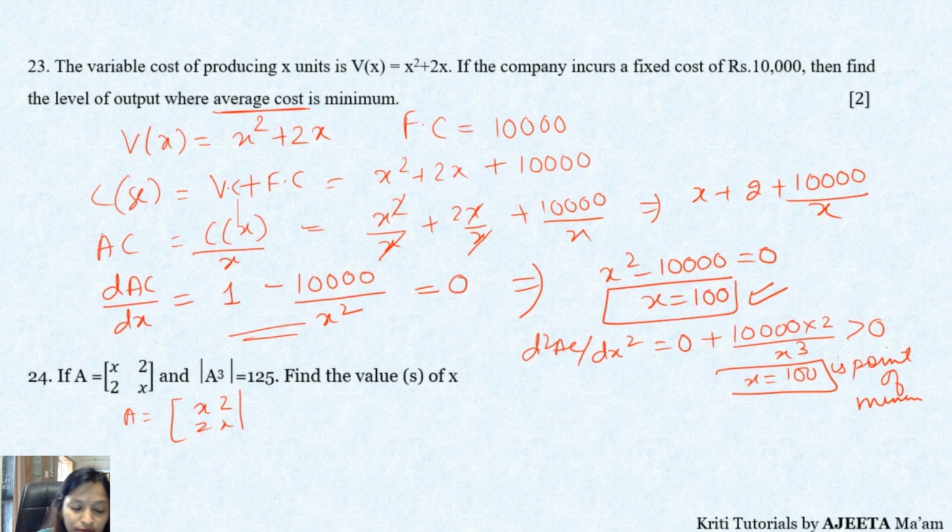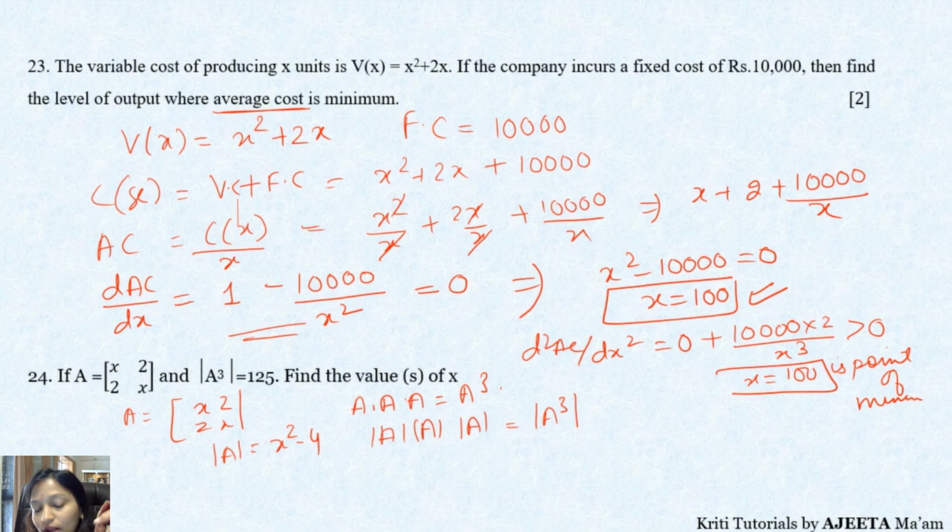Now how to do it in a very simple way? So what does A cube mean? Simply A into A into A. So similarly, according to the property of determinant, if you multiply the determinant also 3 times, it becomes the determinant of A cube, right? So that is what we have. So now what is the determinant of A? Determinant of A is x square minus 4, down minus up, because it's a 2 by 2 order matrix. Now x square minus 4, x square minus 4, x square minus 4, 3 times we have. So simply we get x square minus 4 raised to 3, which is equal to 125.